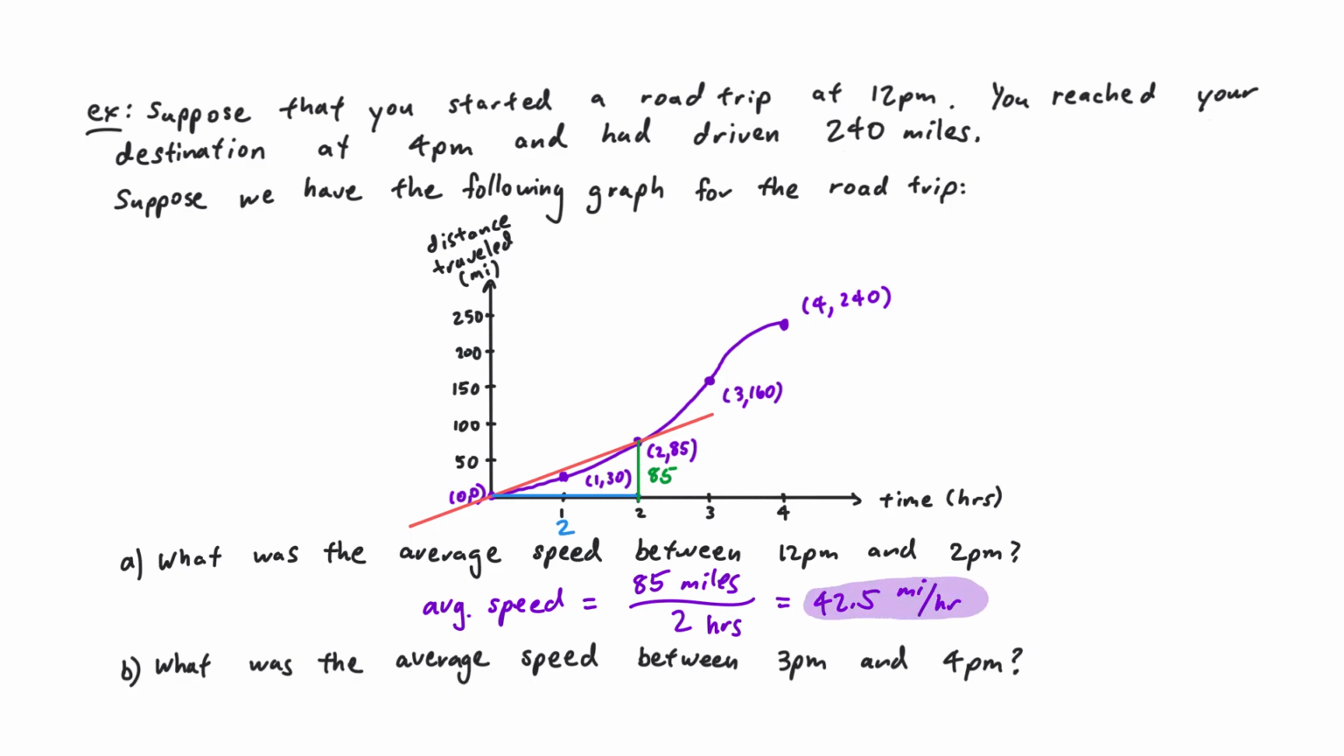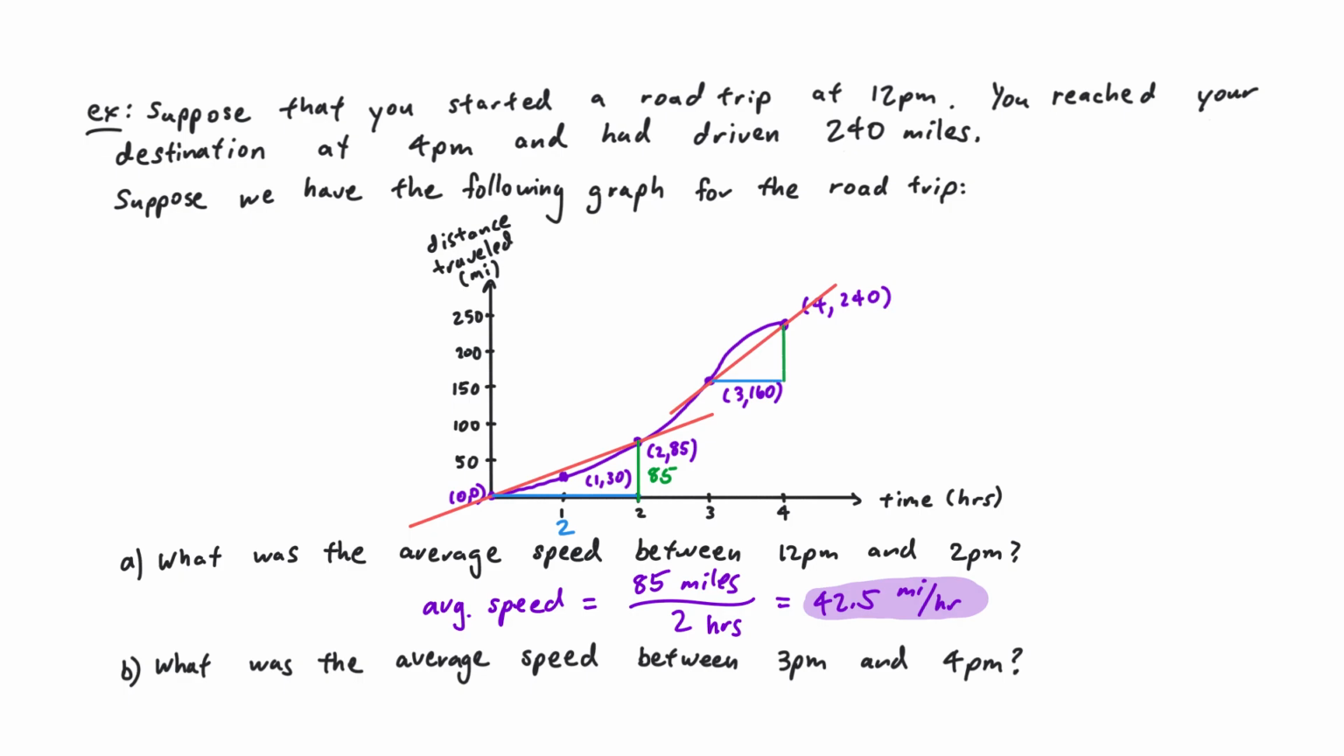Next, let's find the average speed between 3 p.m. and 4 p.m. Again, the average speed is the slope of the secant line connecting 2 points on our graph, specifically the point at 3 p.m. and 4 p.m. At 3 p.m., we're at the point 3, 160, and at 4 p.m. we're at the point 4, 240. The secant line connecting those 2 points would look something like this. If I want to find the slope of the secant line, we would need to find the rise and the run, how much we go across and how much we go up.